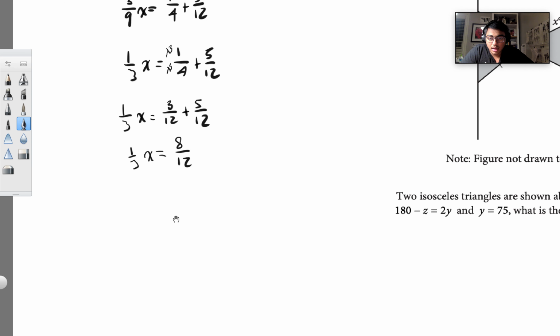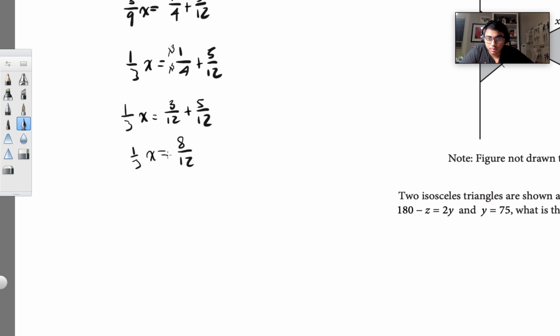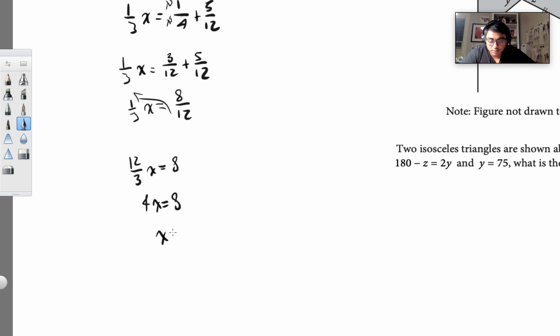So now we can multiply the 12 over to this side. So it'll be 12 over 3x is equal to 8. So 12 divided by 3 is 4. So 4x is equal to 8. So that means x would have to equal 2.